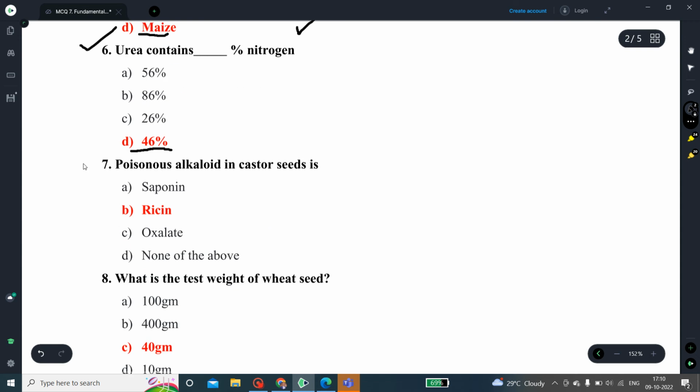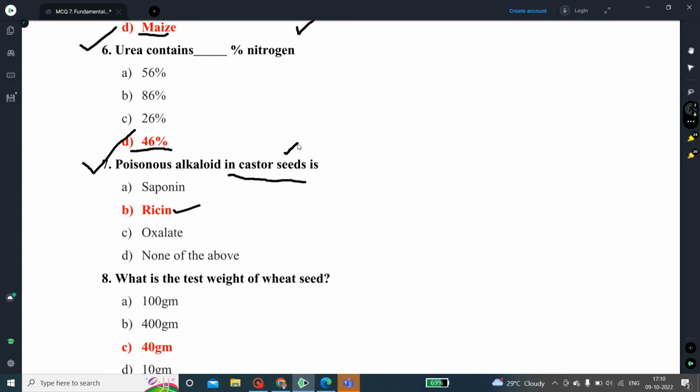And the seventh question: poisonous alkaloid in castor seed is ricin. That is the correct answer. Mostly the castor seeds on aging, the old seeds of castor, will show some kind of rancidity. That means oxidation of unsaturated fats of the oilseeds will take place, and because of that there is an unpleasant odor and also taste.